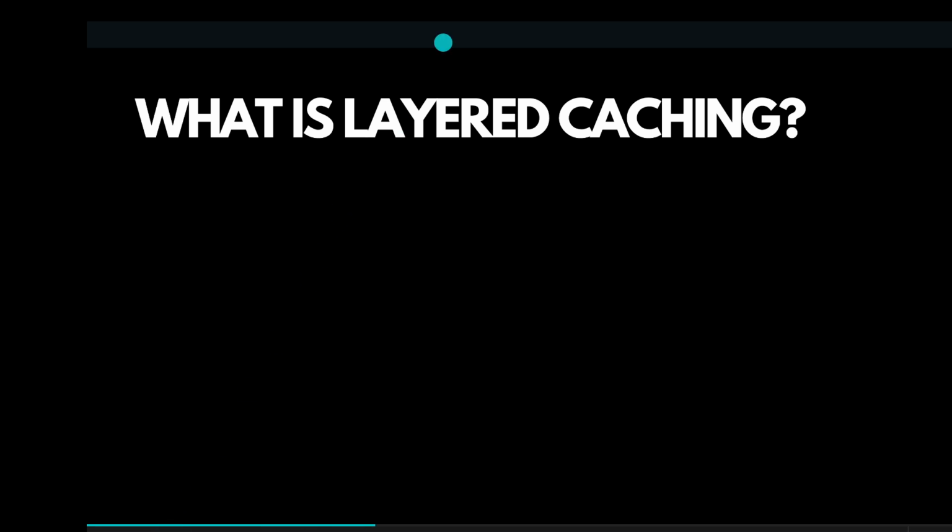So, what is layered caching? At its core, layered caching, also known as multi-tier caching or multi-level caching, is the strategic implementation of multiple distinct caching layers within your system architecture. Instead of relying on a single cache, you deploy different types of caches at various points in the data flow, each with its own characteristics, advantages, and optimal use cases.